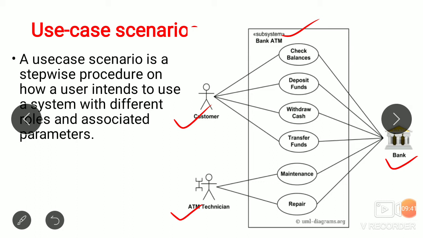See here, customer can check the balances through the bank. Customer can deposit the funds with the help of the bank. Customer can withdraw cash with the help of the bank. Customer can transfer the funds from one account to another account with the help of the bank. In the same way, ATM technician maintains the ATM machine with the help of the bank. In the same way, ATM technician can repair the ATM machine whenever necessary with the help of the bank.